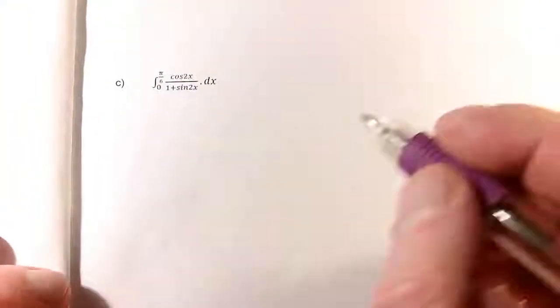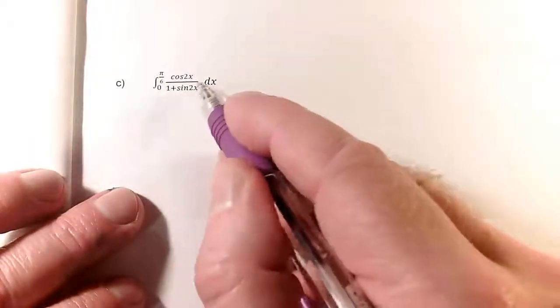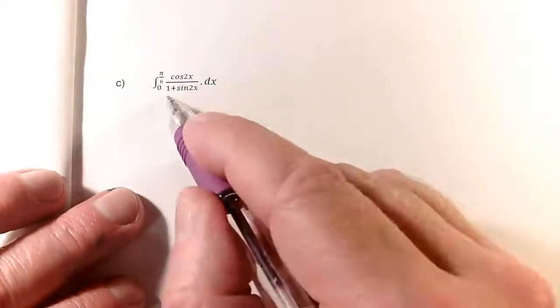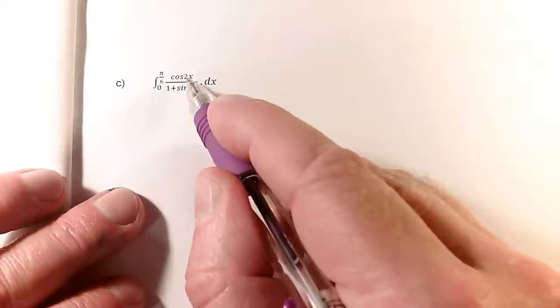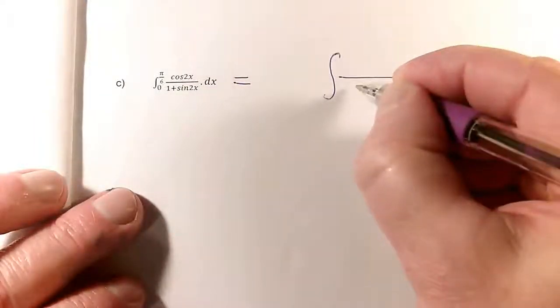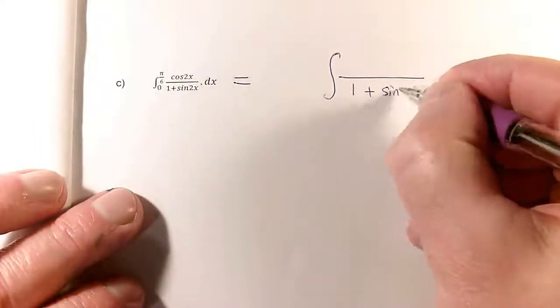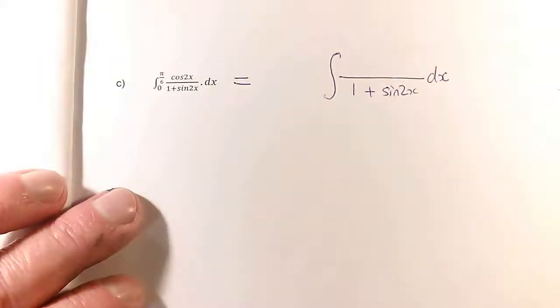Okay, and this one here, back to the first type, okay? If I look at the bottom, if I try differentiating the bottom of my fraction, 1 will differentiate to nothing, and sine 2x will differentiate not quite to cos 2x, but something like it. So that's what I'm going to do. I'm going to set up an integral I can do. 1 plus sine of 2x dx.